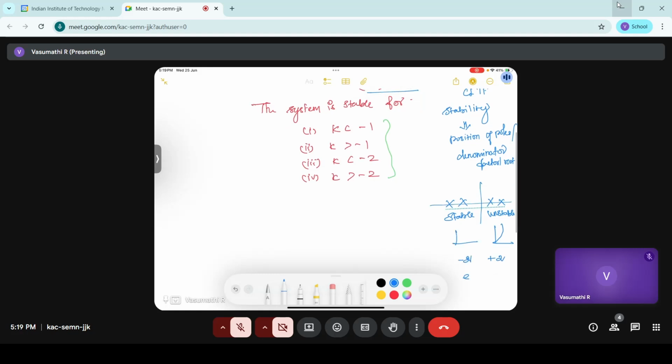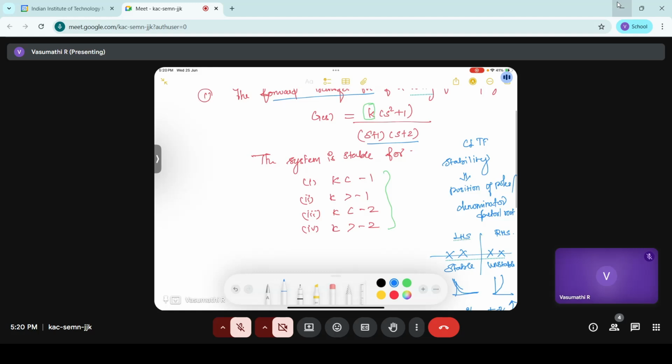So when we consider this, it will give you e power minus t, this will give you e power minus 2t, and this will give you e power 2t. This creates an unstable behavior while this creates a stable behavior. That's why whatever lies on the left half of the S plane is stable, and the right half of the S plane is unstable.